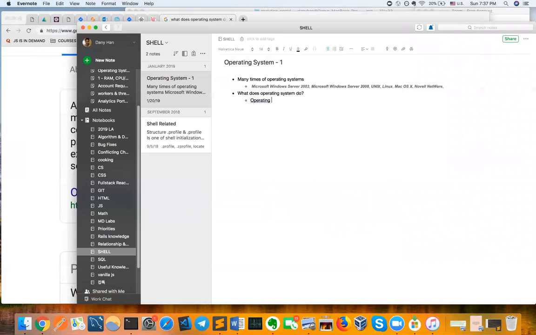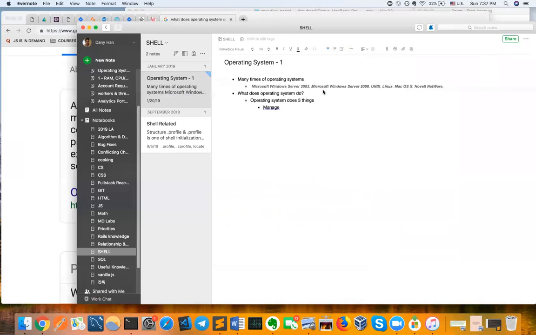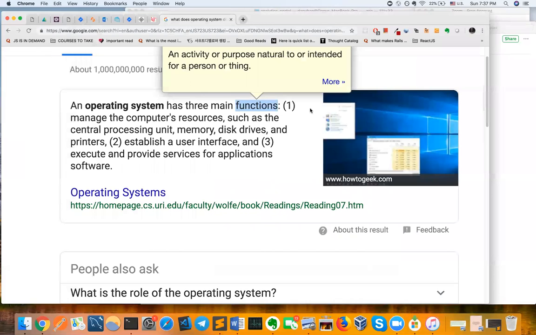An operating system does three things. One, manage.